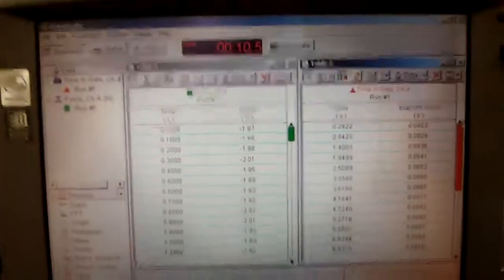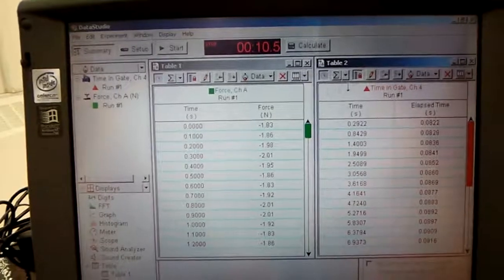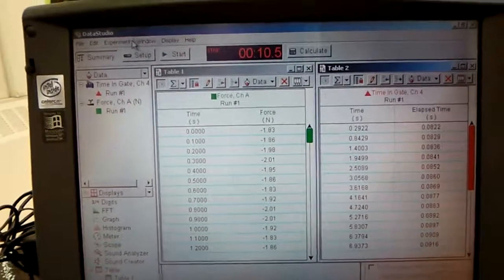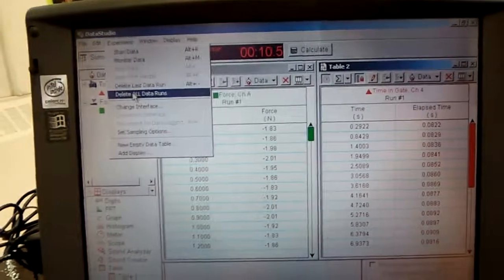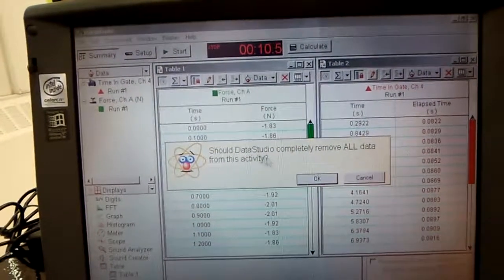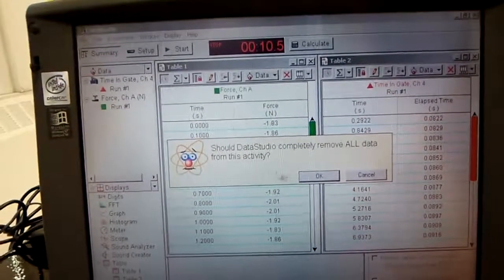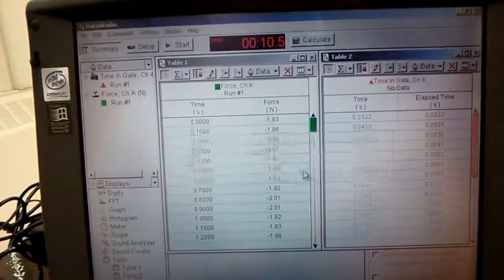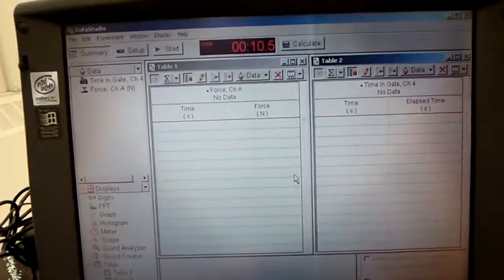You're then going to repeat the experiment for a bunch of different drops, 10 in all. In order to make it not get too messy over here, between runs, on this old computer, we're not going to be saving any data. You can go to Experiment, Delete All Data Runs. It'll get mad at you. You got your 1990s little clip art guy here, but yes, it should. And then you're ready to go again. Just drop it from a slightly different height.